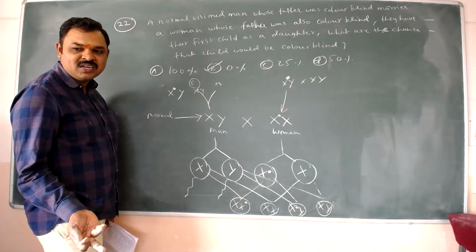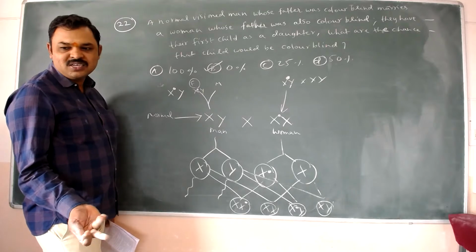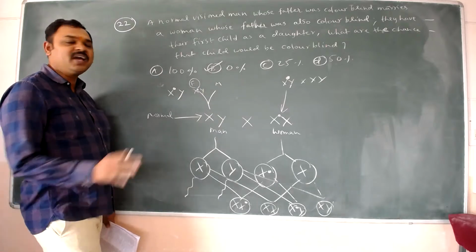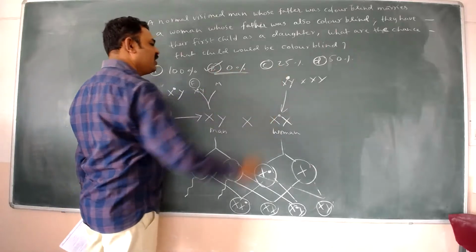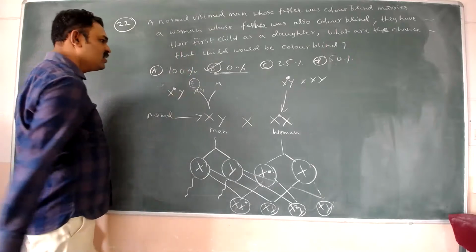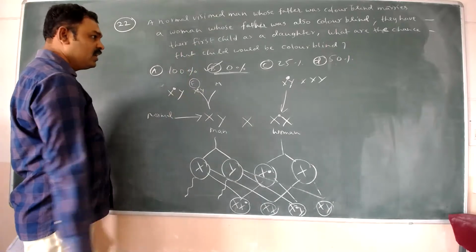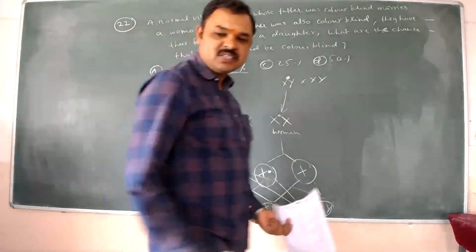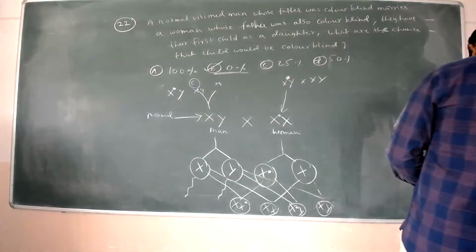Therefore, 0 out of 4 means 0%. No one is affected here. So you see, this answer is 0%. This is the color blindness inheritance pattern. Next question.